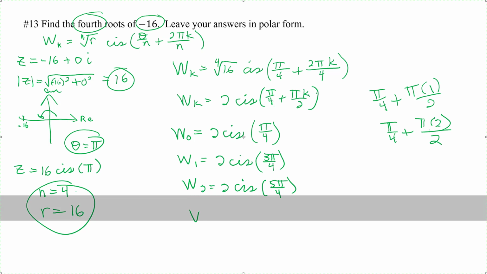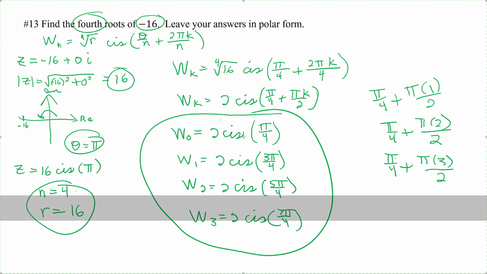Our last root is w sub 3. We have 2 cis. And then we'd have pi over 4 plus pi times 3 over 2. So that would be 3 pi over 2, which is 6 pi over 4, plus 1 pi over 4, 7 pi over 4. And these are our 4 roots of negative 16.